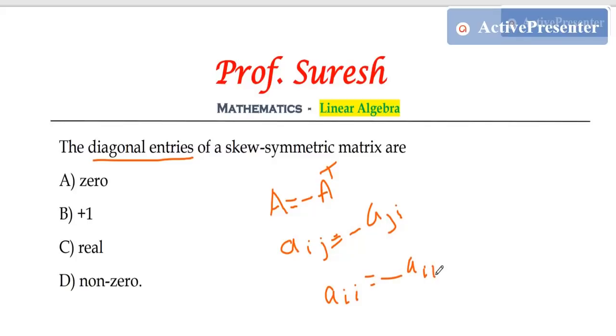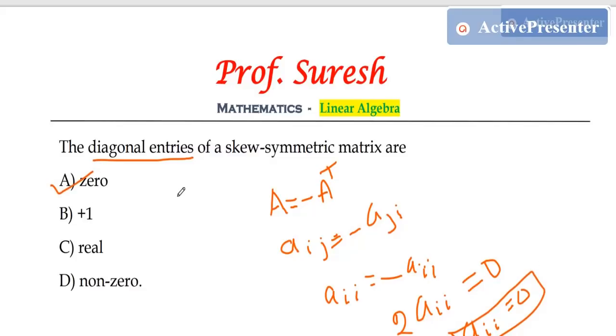So take this minus a_ii to this side, it will become plus a_ii. So twice a_ii equals 0. So take this to the right hand side, so you will get a_ii equals 0. a_ii means diagonal entry. So for a skew symmetric matrix, diagonal entries are always 0.